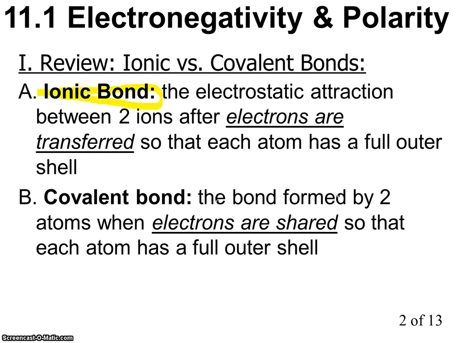An ionic bond is when you have an electrostatic attraction between 2 ions, which has happened after electrons have been transferred, meaning one atom has given its electrons away to the other atom. Now one of them has a positive charge and the other has a negative charge, and as a review, just based on Coulomb's law, the positives and negatives, we know opposites attract.